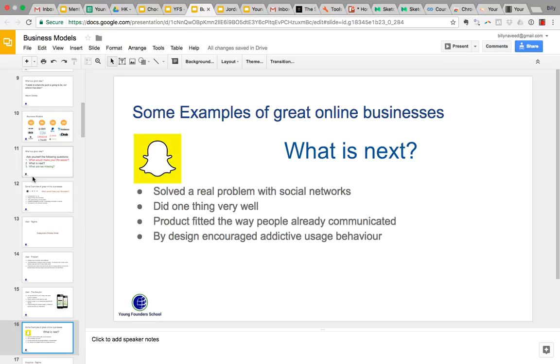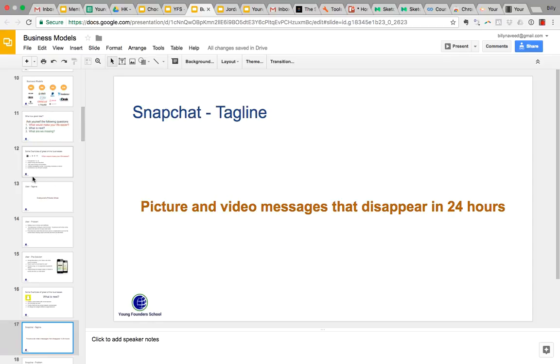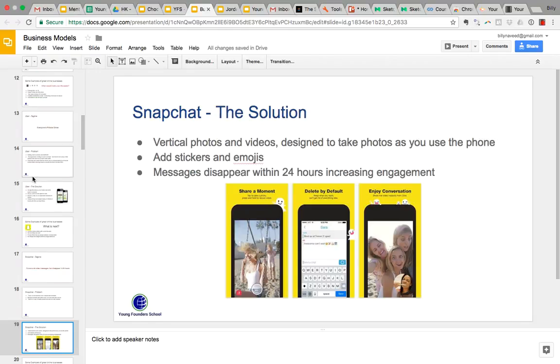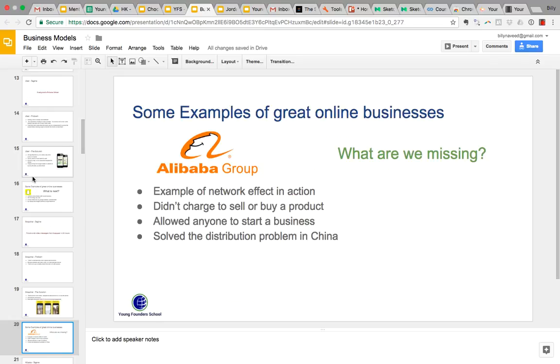What is next? Snapchat, the use of the camera, the use of front-facing camera, back-facing camera was not ubiquitous. What did they do? And again, what would the tagline be if we saw the Snapchat pitch deck? And what problem were they trying to solve, right? They were trying to solve the problem that social networks weren't capturing the moment, and that they'd stay on the networks forever. And then this is the solution they came up with. The solution talks about the features of the product, which we discuss here.